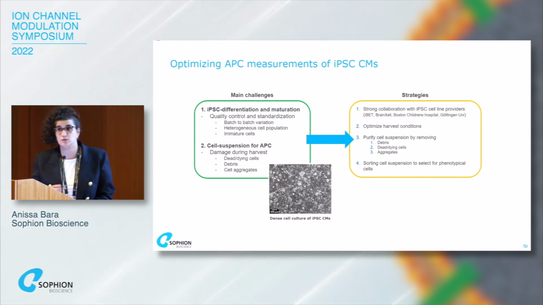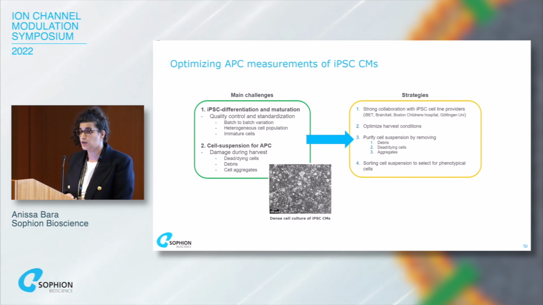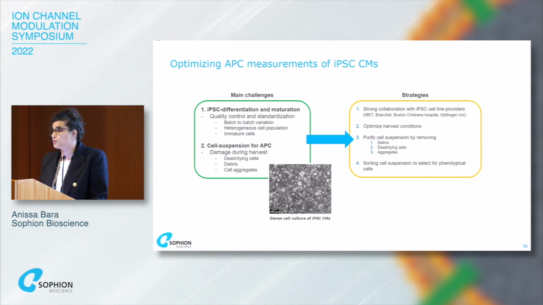We also sometimes, when we receive a cell line from those cell providers, see that the cell population we get is very heterogeneous. And we sometimes end up with a cell type that is not the cell type we are interested in. And finally, and this is a general problem when we study iPSC-derived cardiomyocytes, when we receive them, they are in an immature state.